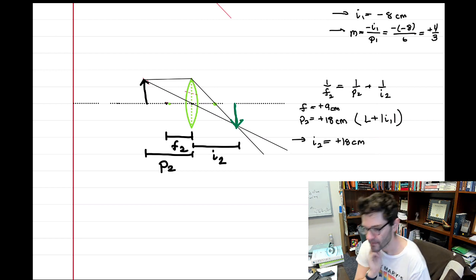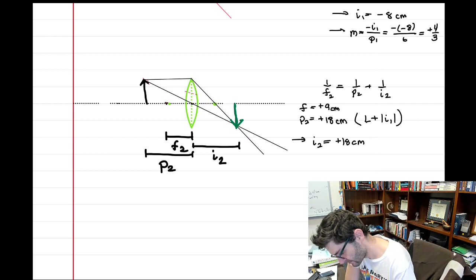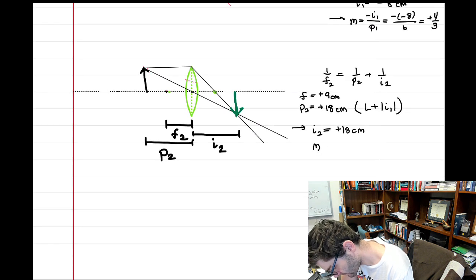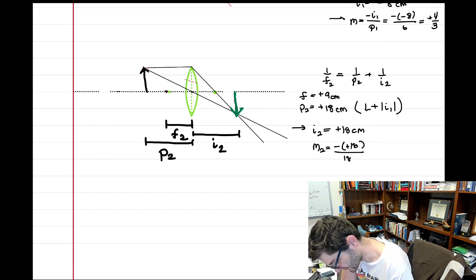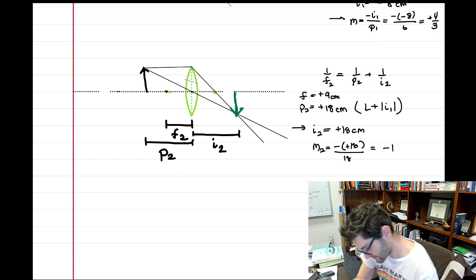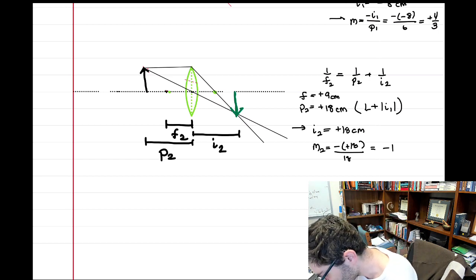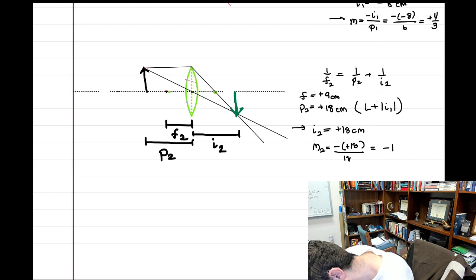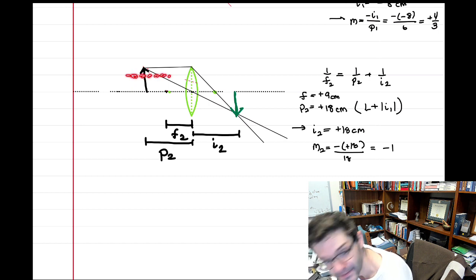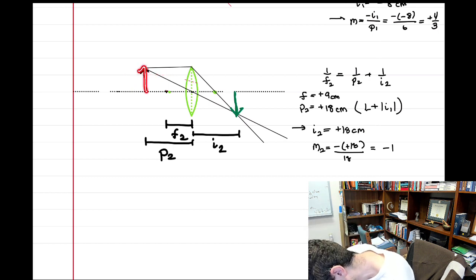So, and then the magnification, negative plus 18 centimeters divided by P2, which was plus 18 centimeters. So I think M is just negative 1. Which seems like I do these decently well enough. Right, it kind of goes up a little bit here. If there's a dotted line here, I don't know if it's apparent on the screen. It goes a little bit past the dotted line, then here it looks like it goes a little bit past the dotted line.